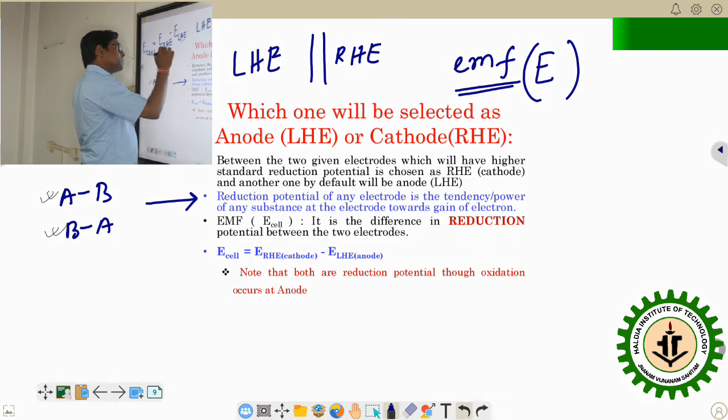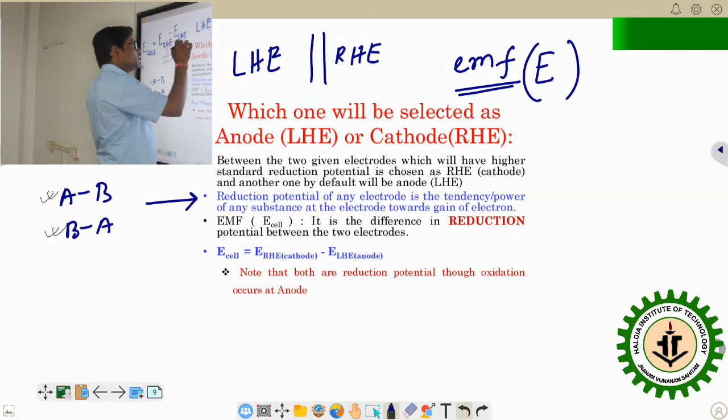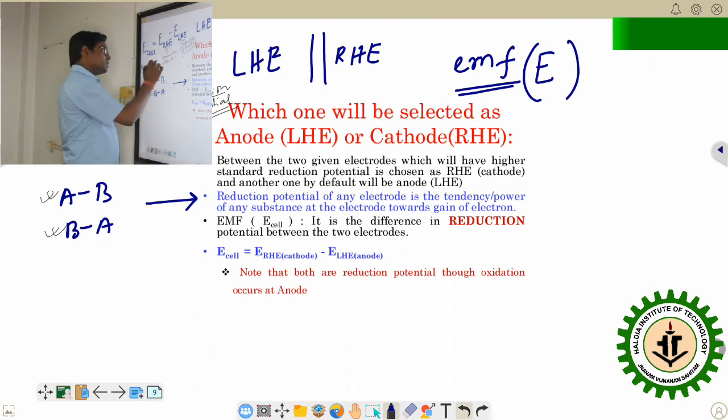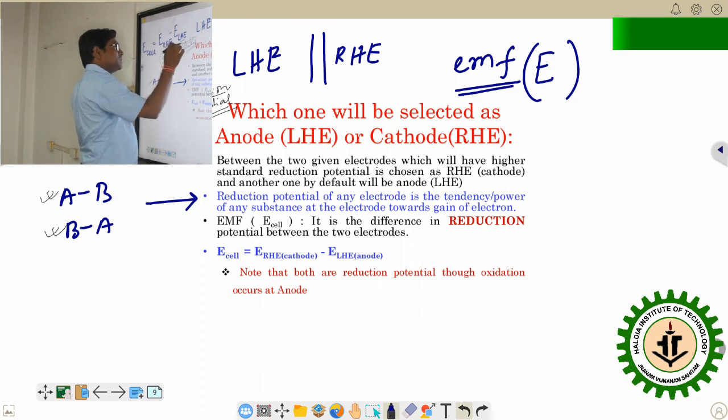Now what type of potential? It is the reduction potential. Remember, in the left hand or anode, oxidation occurs. Then too, by convention we have to take the reduction potential of both the electrodes, though oxidation occurs in the left hand electrode. Again I repeat, it is the difference of reduction potential: the right hand reduction potential minus the left hand reduction potential.